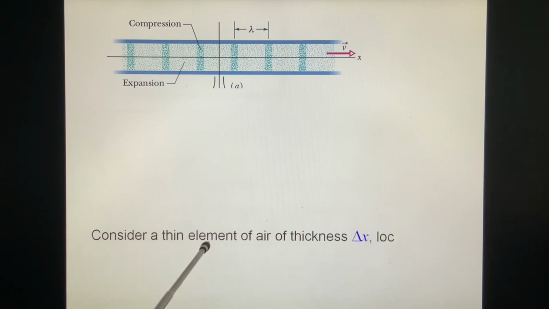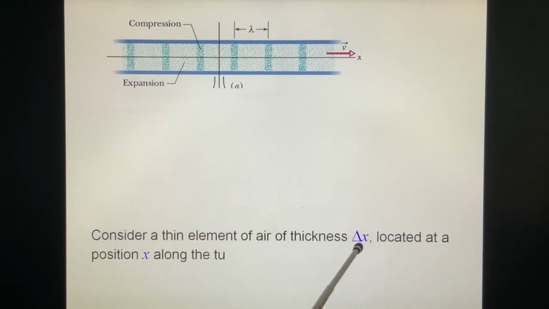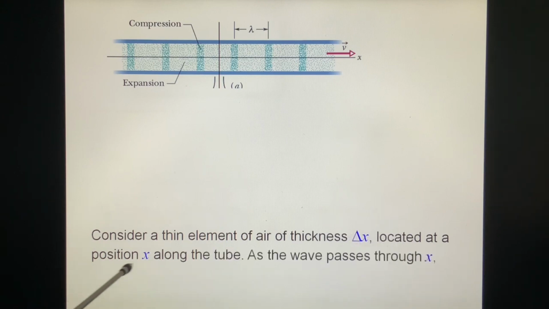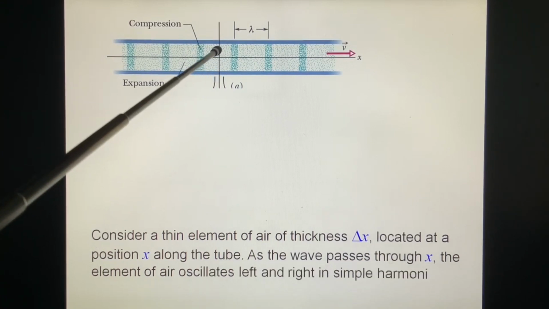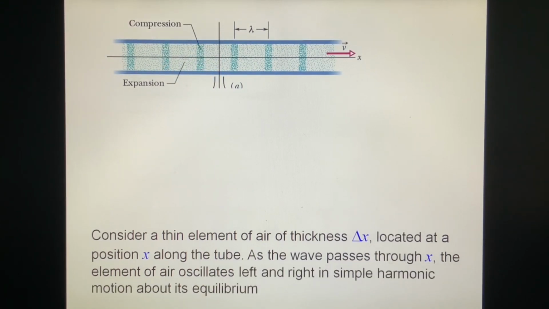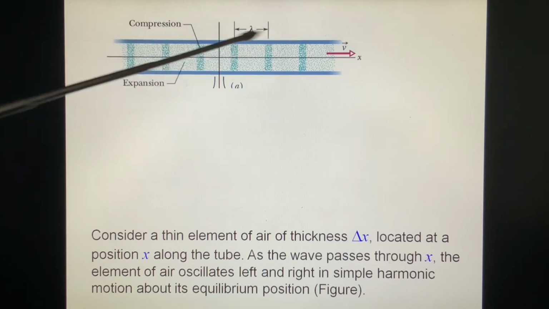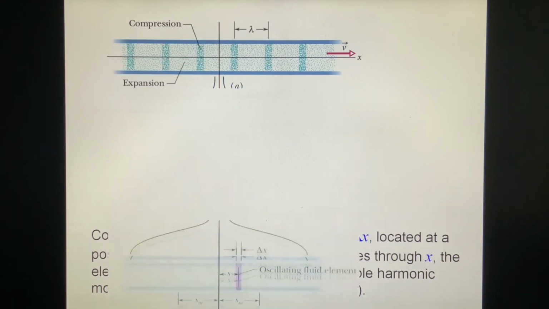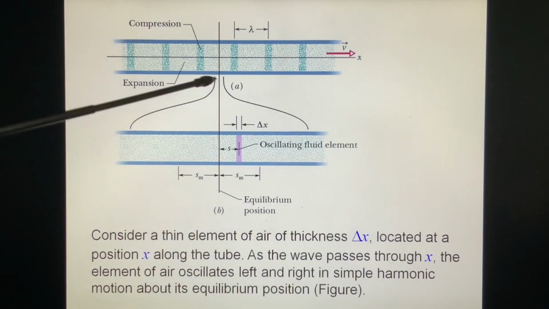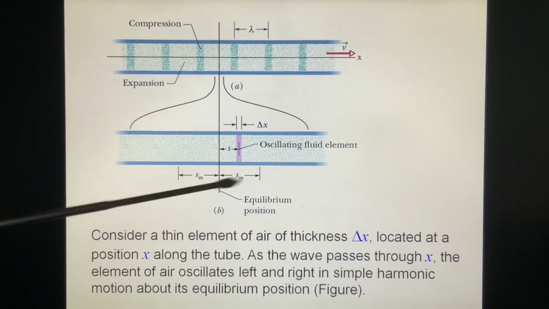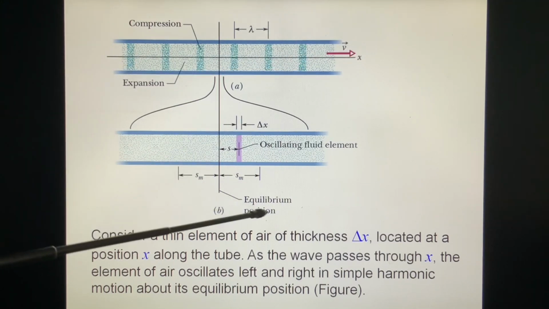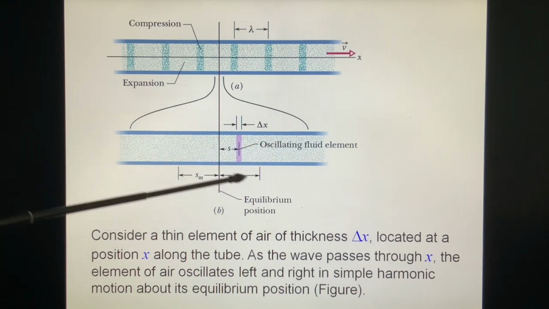Consider a thin element of air of thickness delta x, located at a position x along the tube. The location is x, the thickness delta x. As the wave passes through x, the element of air oscillates left and right in simple harmonic motion about its equilibrium position. Now we enlarge it. This piece is delta x. When the wave passes, it will vibrate around its equilibrium position with amplitude Sm.